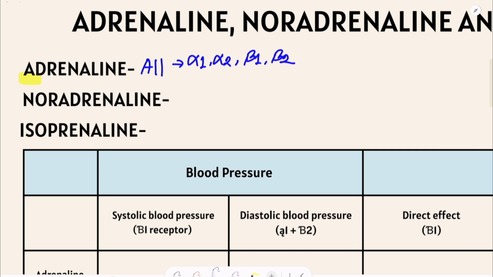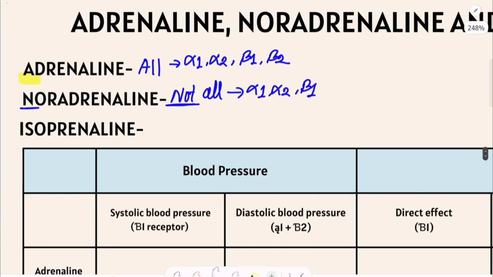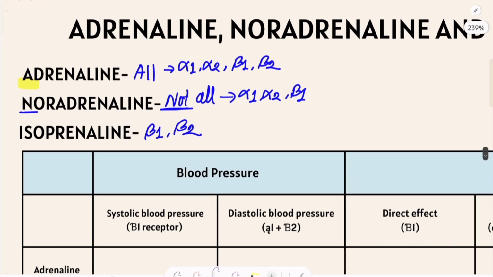Now second is N for not all. We will start writing alpha 1, alpha 2, beta 1 and suddenly we will remember that "not" is also written, so we will not write beta 2. So noradrenaline acts only on three receptors: alpha 1, alpha 2 and beta 1. Now isoprenaline acts on beta 1 and beta 2 receptors only. So adrenaline acts on all four receptors, noradrenaline acts on three and isoprenaline acts on only beta receptors.